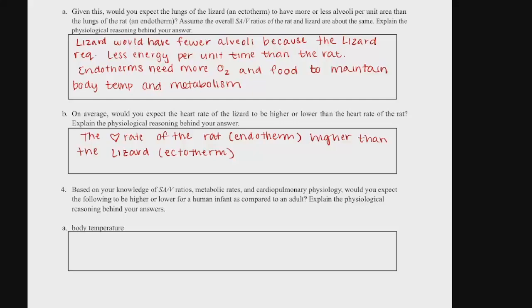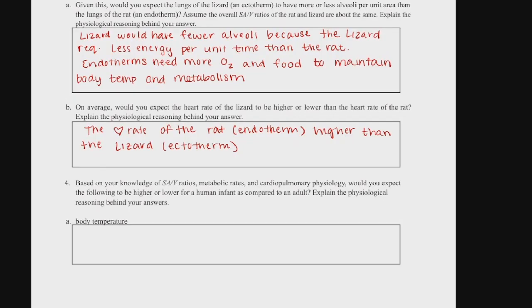Okay, 4. Based on your knowledge of surface area to volume ratios, metabolic rates, and cardiopulmonary physiology, would you expect the following to be higher or lower for a human infant as compared to an adult? Explain the physiological reasoning behind your answers.